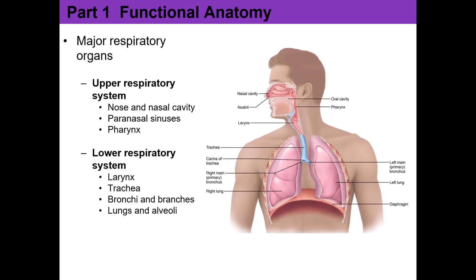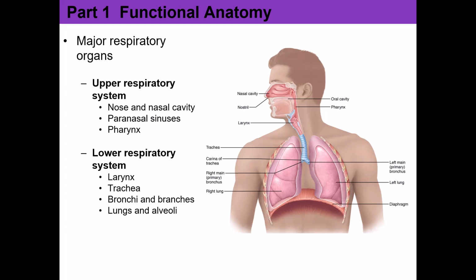Some basics of respiratory system anatomy. We've got structures in place that are part of the upper respiratory system, and then structures in place that are part of the lower respiratory system. Ultimately, the job of the upper respiratory system is to get air to our lungs. Parts of the lower respiratory system are going to do that as well. We are ultimately trying to get air to our lungs.